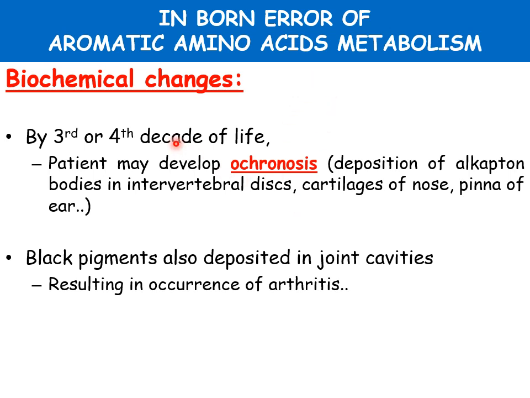Biochemical changes in alkaptonuria: the patients develop ochronosis in the third or fourth decade of life, that is deposition of alkapton bodies in the intervertebral disc, cartilages of the nose and the pinnas of the ear. And this black pigment is also deposited in joint cavities, resulting in arthritis also.